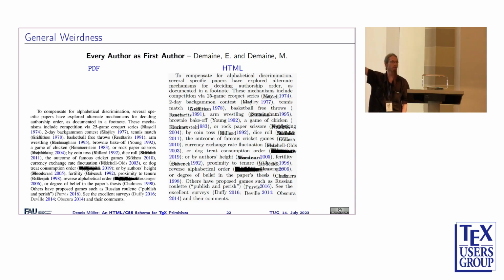A nice paper that was also published a couple of months ago, Every Author is First Author, where they finally solved the problem of what should the author order be in some paper. Their solution was, let's just print all of the names on top of each other, and described how to do that in both TeX and HTML. I love this paper. I ran it through RusTeX, and it looks exactly as it's supposed to be. So that's also a personal highlight of mine.